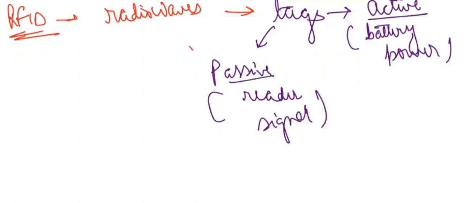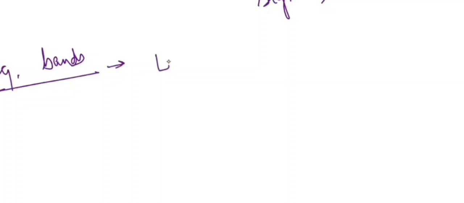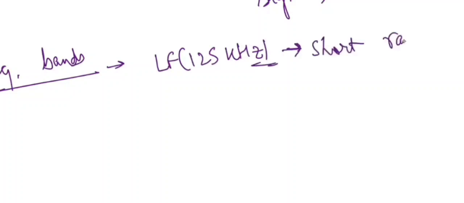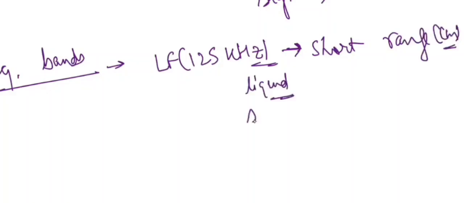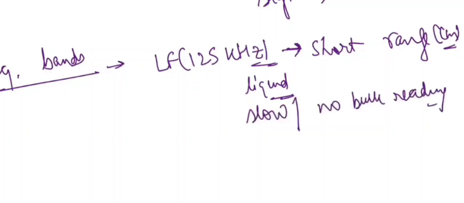Now let's talk about the frequency bands, a very, very important aspect we are dealing with. LF means 125 kilohertz. As the name suggests, it is short range, in terms of centimeters. It is great with liquid, but slow and no bulk reading. That is called LF, 125 kilohertz.